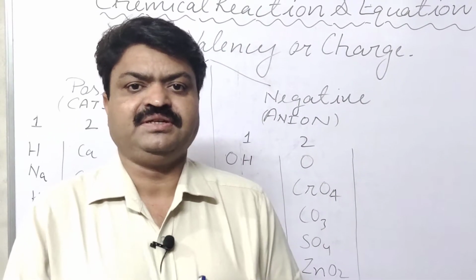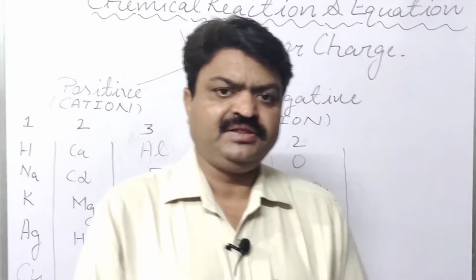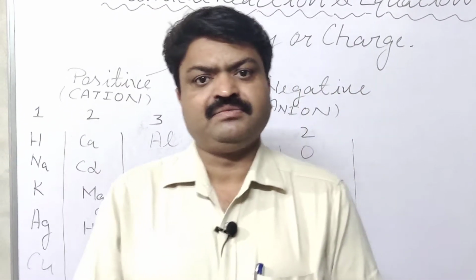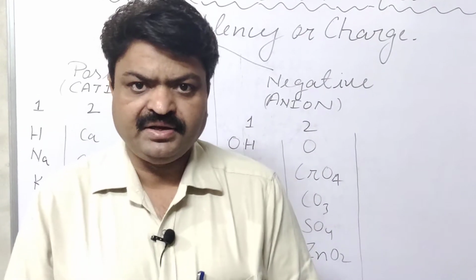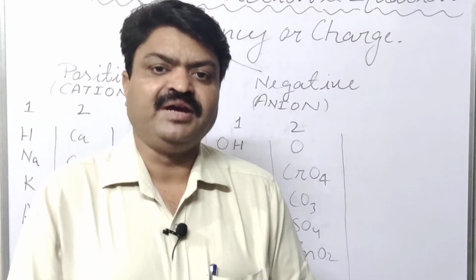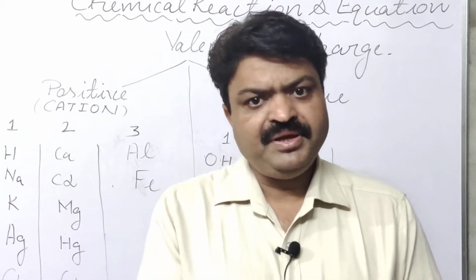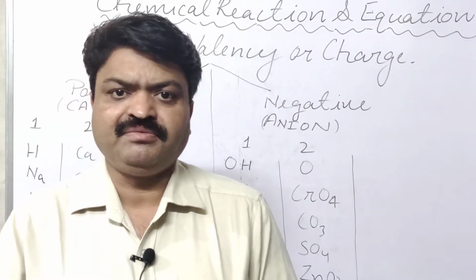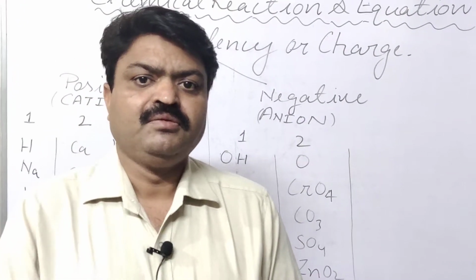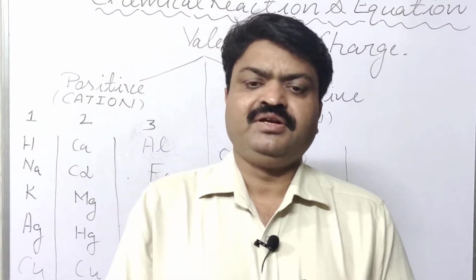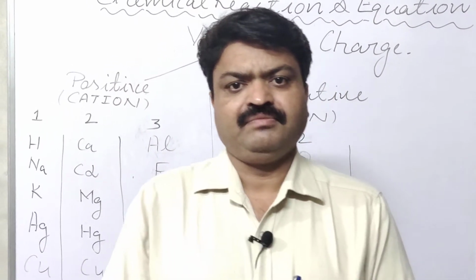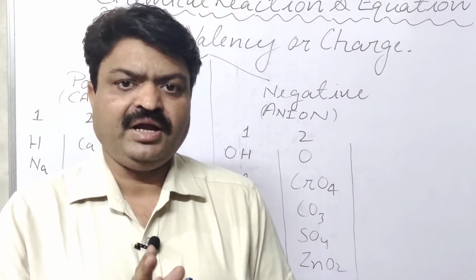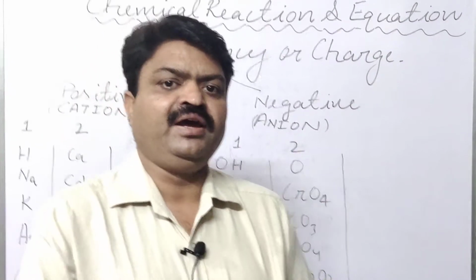Now what is valency? This we have discussed in the 9th class. The combining capacity of an element or polyatomic ion is known as valency. It may be positive or it may be negative. If the valency is positive, then that particular monoatomic ion is known as a cation. If it is negative, then that particular monoatomic ion is known as an anion.